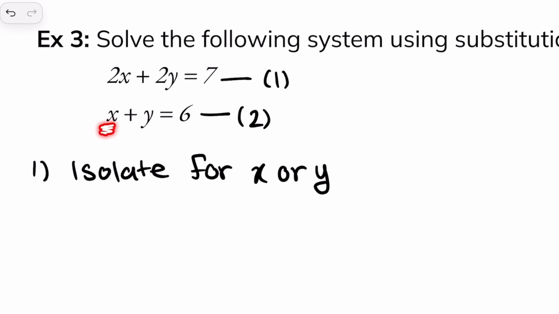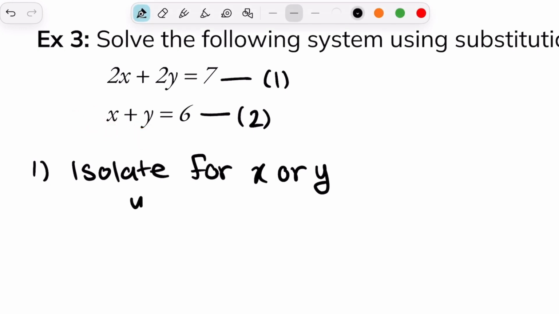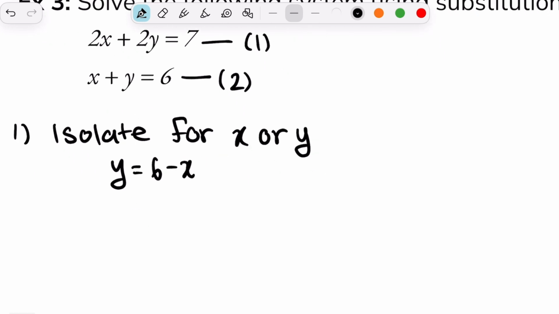Now you can isolate for x or you can isolate for y, it doesn't matter. I'm going to isolate for y. So then I'll get y is equal to 6 minus x. If you decided to isolate for x, then you would get x is equal to 6 minus y. It doesn't matter, it's up to you.